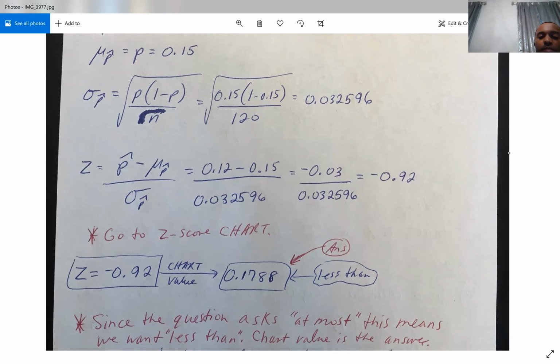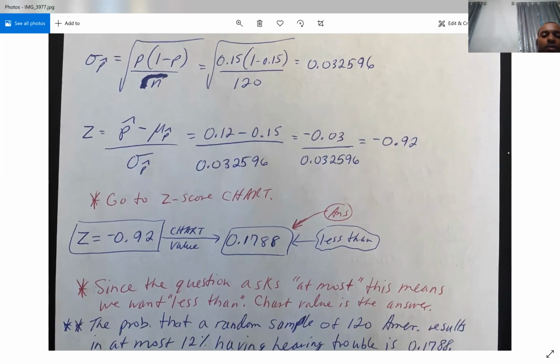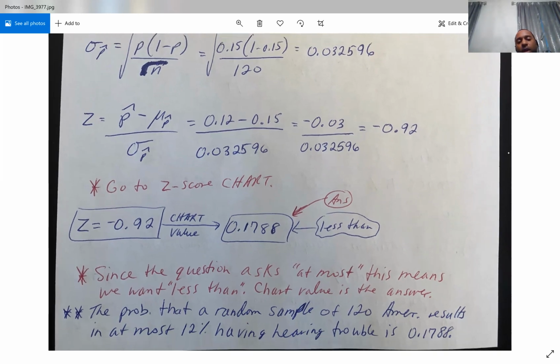All right. Since the question asked about at most, this means we want less than, because at most means the most is 12%, so 12% and everything under that. So the chart value is the answer. This means the probability that a random sample of 120 Americans results in at most 12% having hearing trouble is 0.1788. If it had said at least, that means the least is going to be 12% and then everything greater, so we would be looking for greater than. But since we said at most, we were looking for less than.